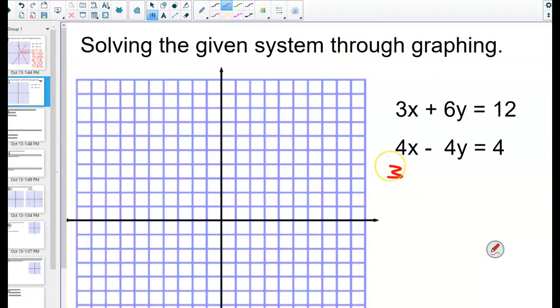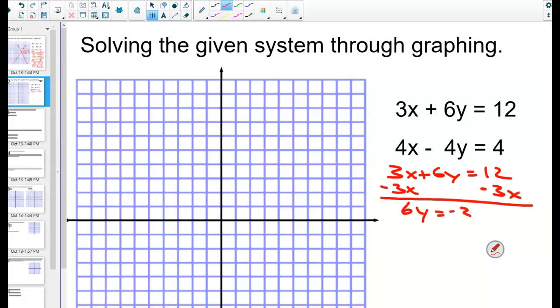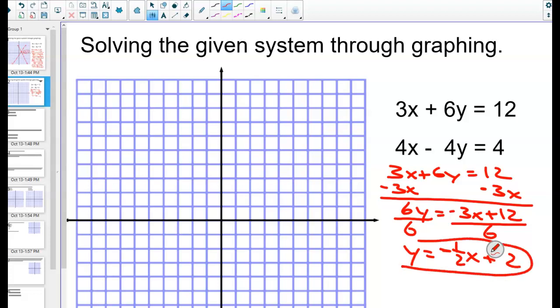All right, for my first one here, 3x plus 6y equals 12. Once again, I'm doing the same exact thing each time. I'm subtracting the x with its coefficient over. 6y equals negative 3x plus 12. And then I'm dividing the 6 over. Y equals negative 3 over 6, which is negative 1 half. 12 over 6 is 2. And this right here is the line I'm graphing.